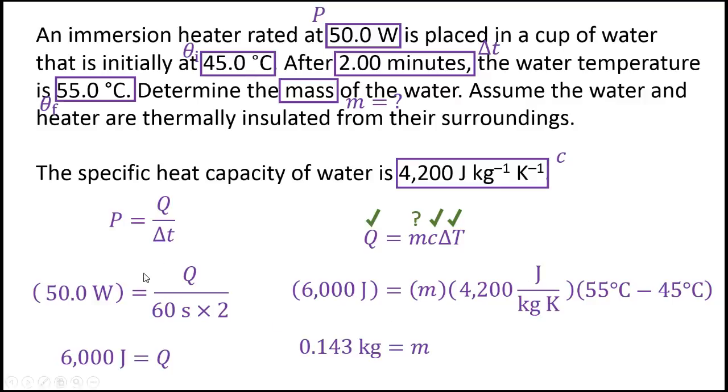You can use power not only with Q equals m c delta T, you can use it with m times L as well. And you can use it in scenarios where you use m L and m c delta T in the same problem. So let's say you heat some water, warm up the temperature, then you boil it. In that case, Q would be m c delta T plus m L. So it's a pretty diverse equation. We can use it in many contexts.